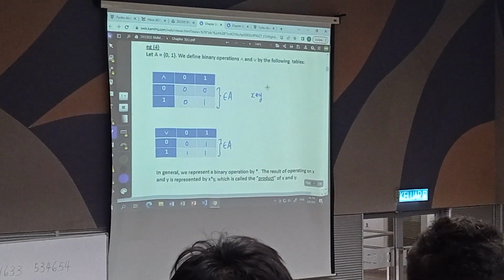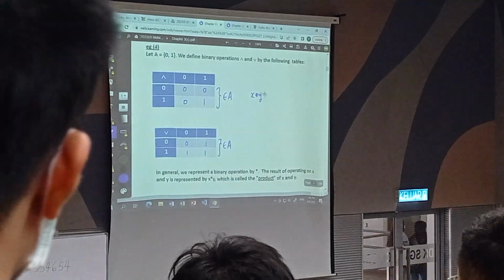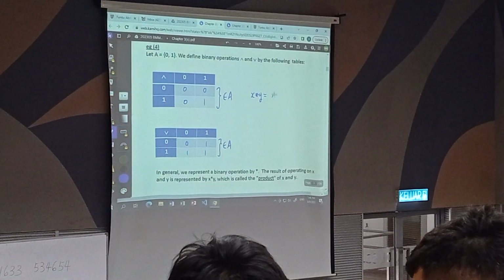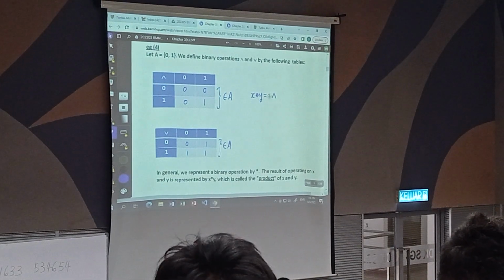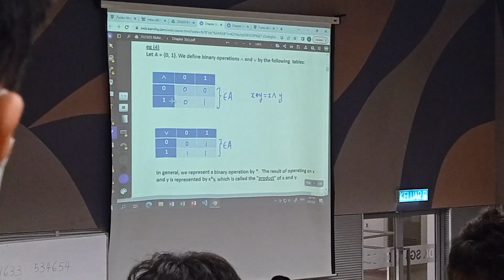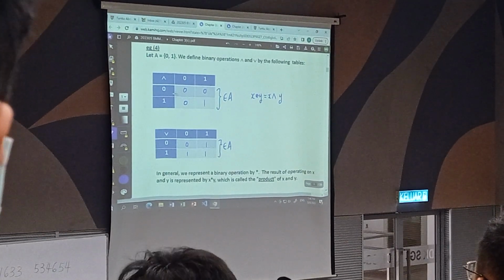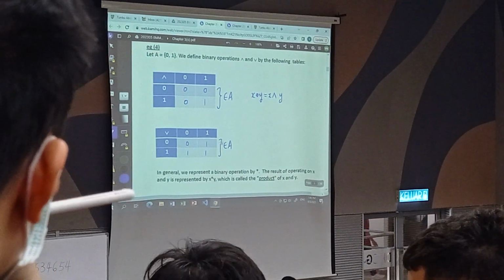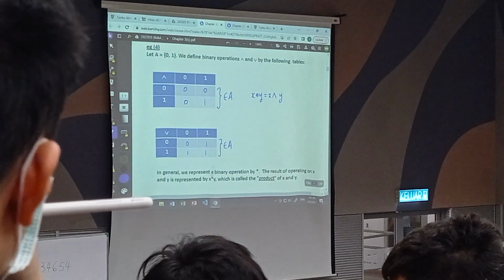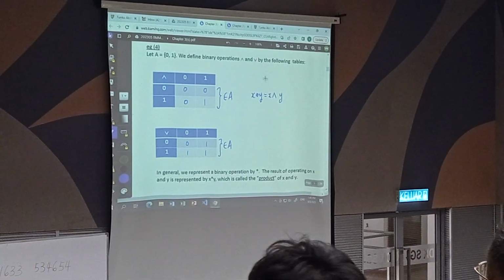You do not need to write x asterisk y. Sometimes we look at the example here. If you follow this, the asterisk should be the operator between x and y, representing the operator that we have. So when you want to pronounce the binary operation, you can just say it is the product of x and y. It depends on what is the operator we have.